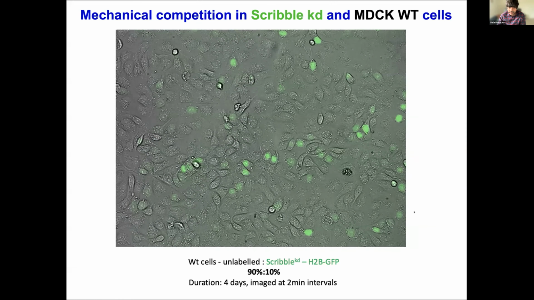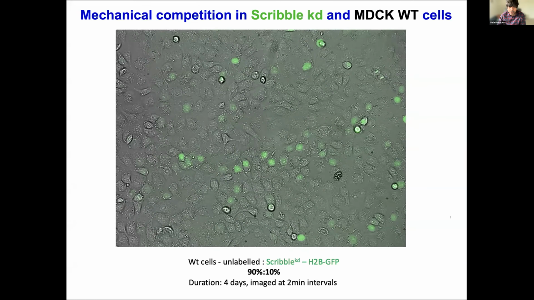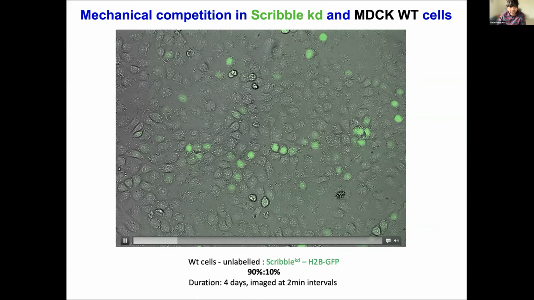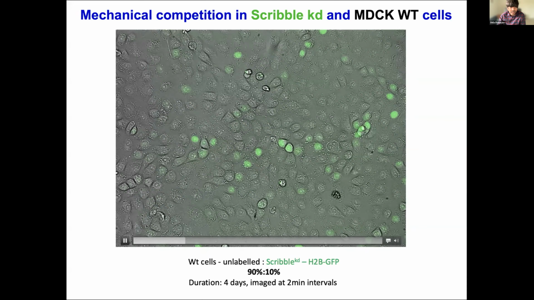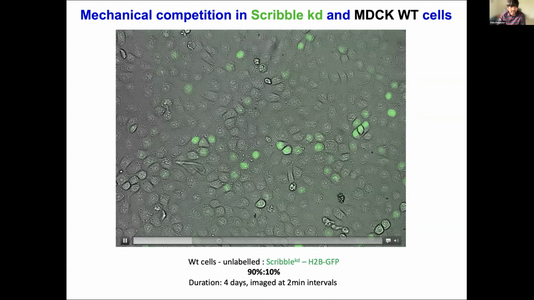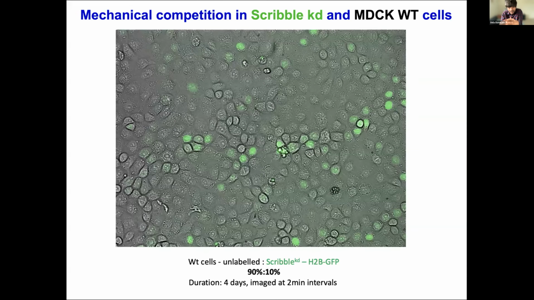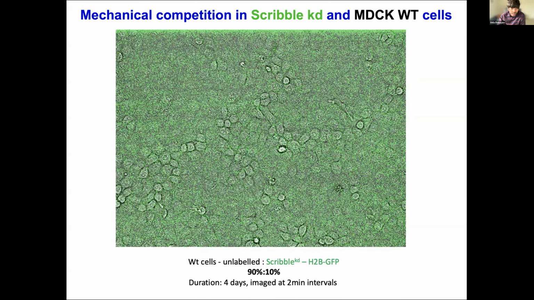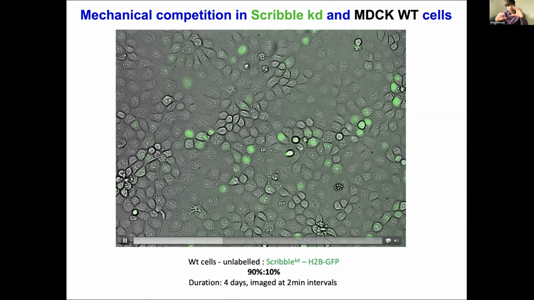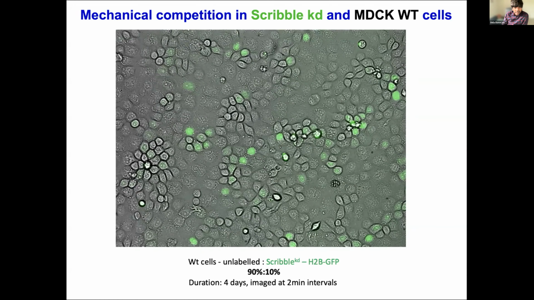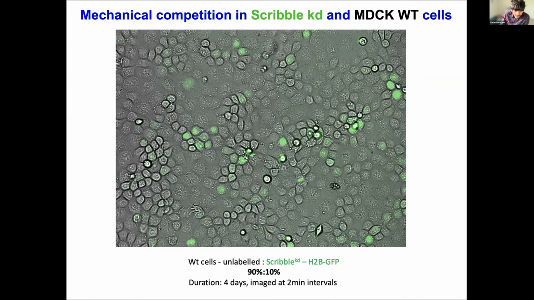And what you can see here is the number of cells with green nuclei, right? These are the cells that over time get eliminated. Here you see that the green cells are the Scribble mutants, right? Because the nuclei are labeled, and when they come in contact or are under pressure, they get eliminated and killed off by these wild type cells, right? So you can actually image this population and calculate things, okay?